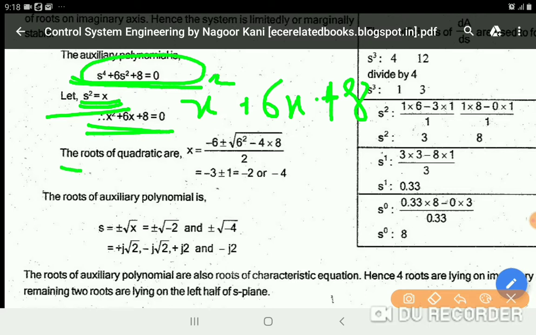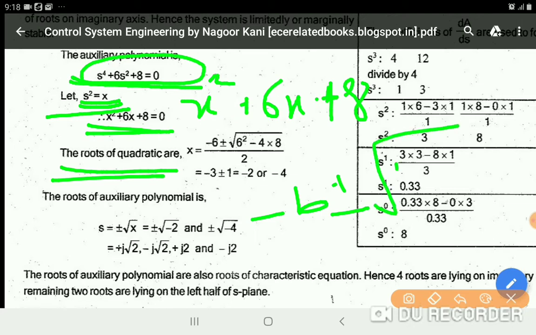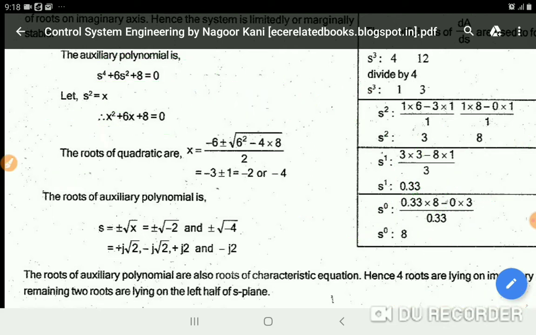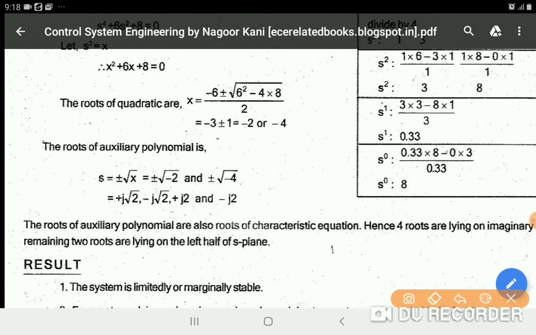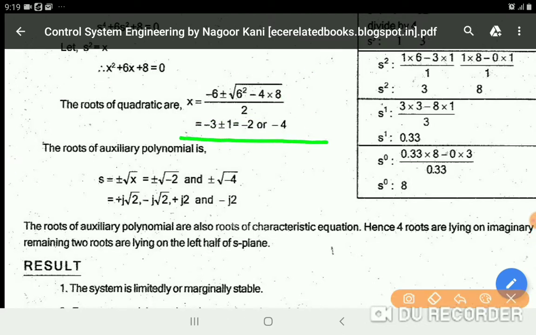Now we know the procedure to find the roots of a quadratic equation, which is minus b plus or minus root of b square minus 4ac, divided by 2a. From this, the roots of this quadratic equation are minus 6 plus or minus root of 6 square minus 4 into 8 into 1, divided by 2 into 1. So the roots are minus 3 plus or minus 1, means either minus 2 or minus 4. Now we can write the roots of the auxiliary polynomial.